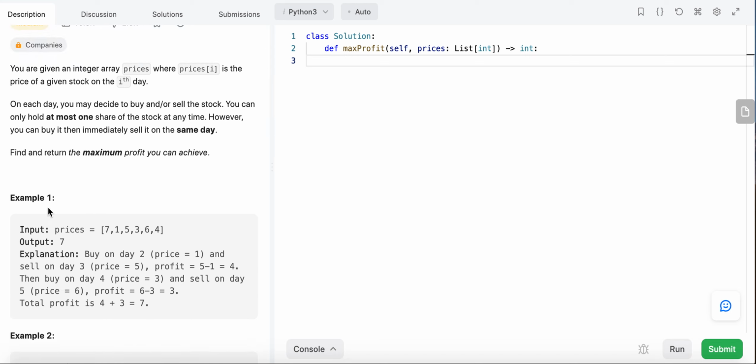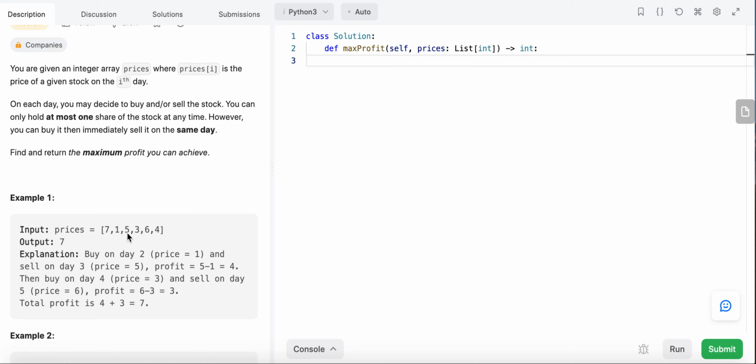And then let's take a look at example 1. In example 1, we are not buying on day 1 because the price on day 1 is 7. So rather we want to buy on day 2, when the price is 1, and then we sell on day 3, because on day 3 the price is greater than day 2. So if we purchase on day 2 and then sell on day 3, then we guarantee to make a positive profit. So we accumulate a positive profit.